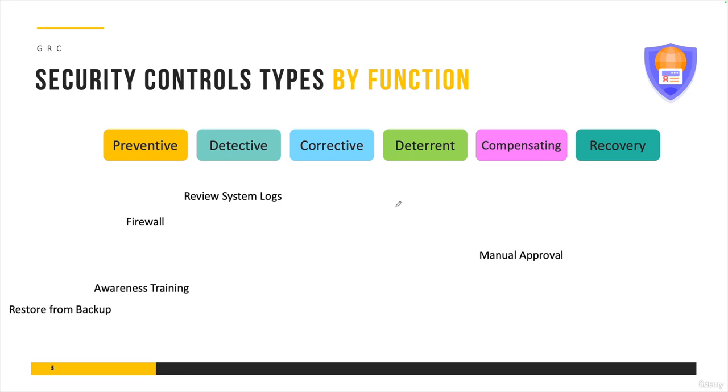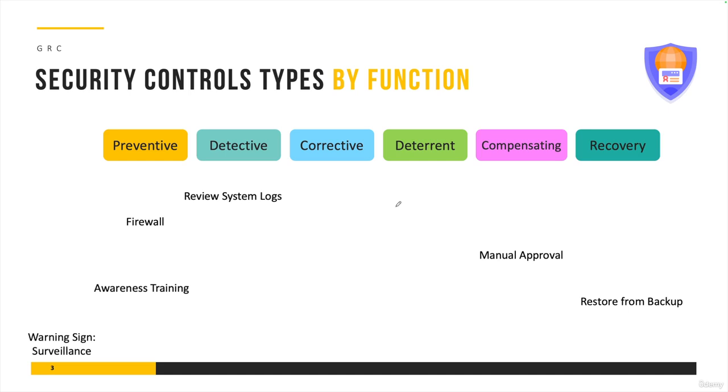What about restoring from backup? So imagine one of your database servers has crashed, or maybe it has been hacked or encrypted by ransomware, and now you want to restore it from a backup. Which type of control would this fit? So this is a recovery based control.